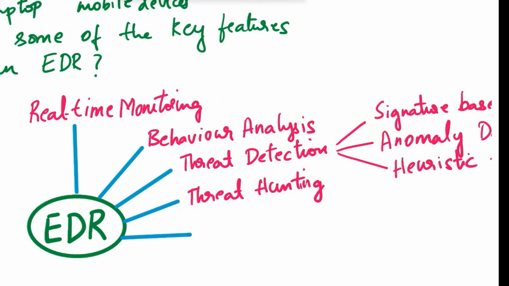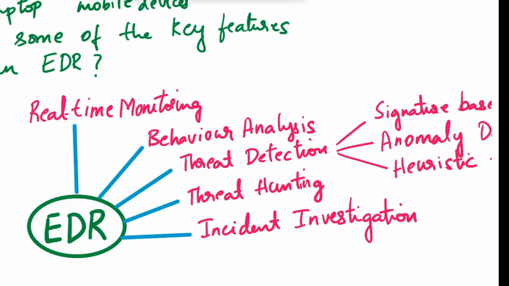Another key feature is incident investigation. When an alert is triggered, EDR tools provide detailed information about the incident, such as affected endpoints, the attack vector, and the type of threat. This information is essential for understanding the nature and scope of the incident.